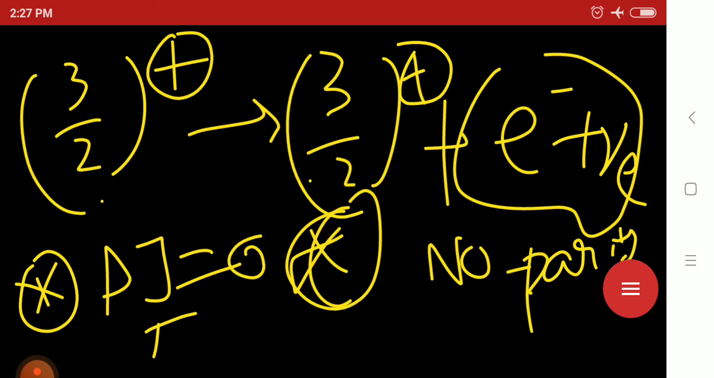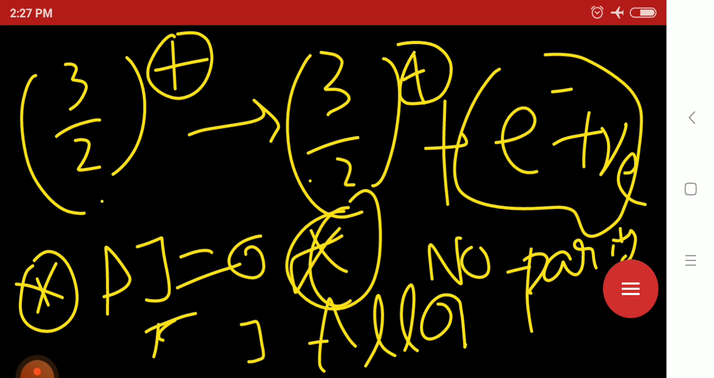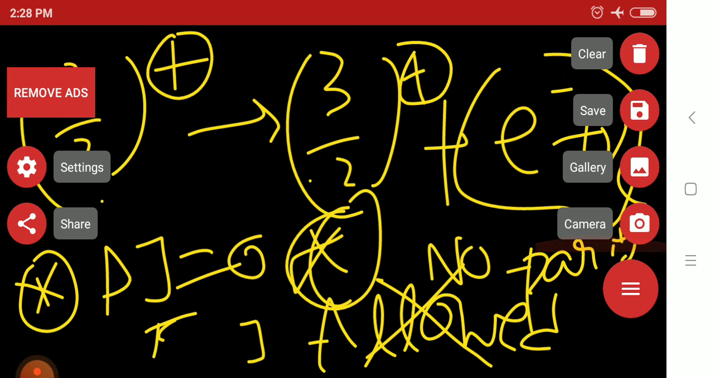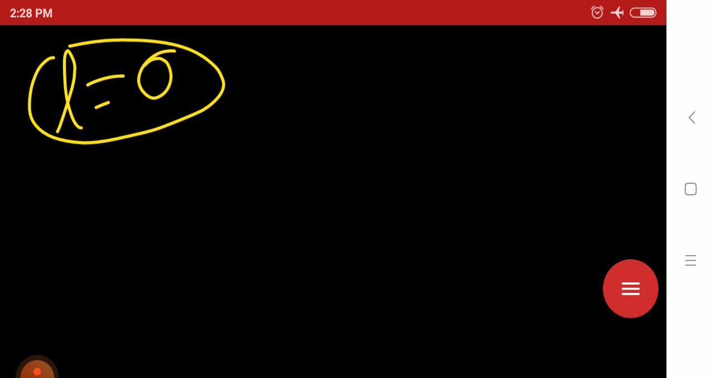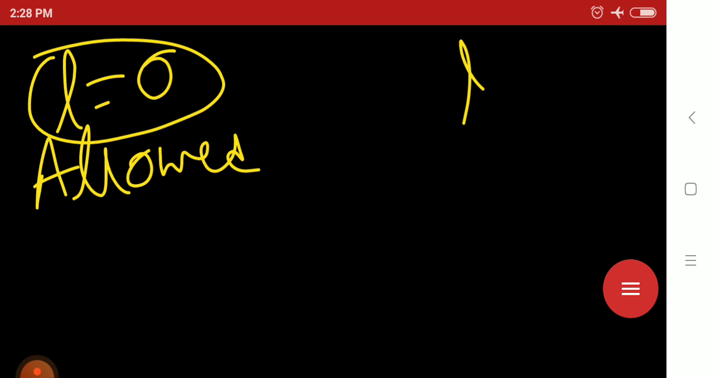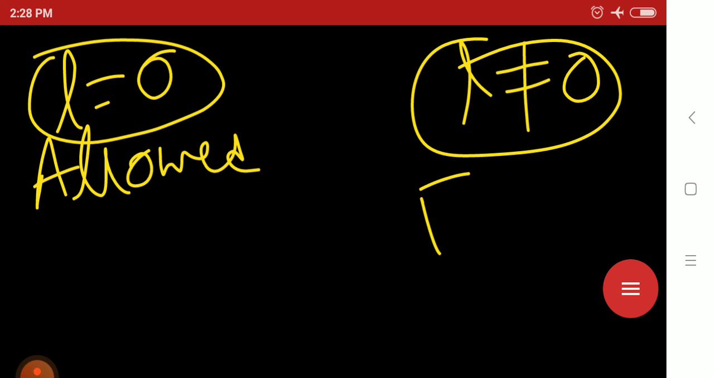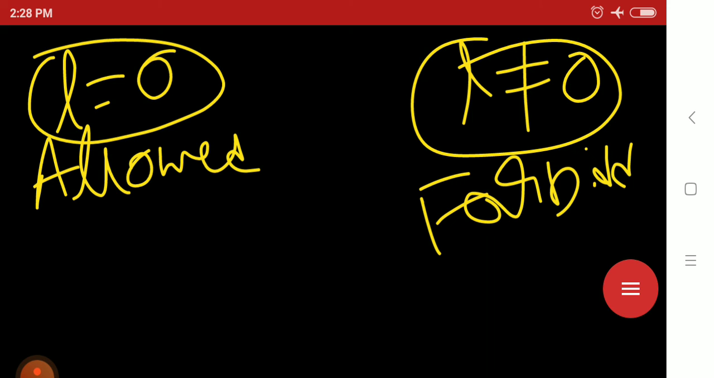But here you can check one thing. Here J equals 3 by 2. But here one thing is crucial. Here it is not allowed. Why is it not allowed? Why is it forbidden? Both are forbidden transitions. Why? Because the basic thing is what? For allowed transition, the basic thing is that L should be 0. And for forbidden transition, the basic thing is L not equals 0. This is for forbidden transition, and that is 3 by 2 plus to 3 by 2 plus.